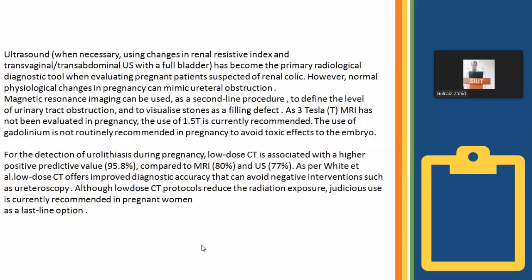Ultrasound has become the primary radiological diagnostic tool when evaluating pregnant patients suspected of renal colic. However, normal physiological changes in pregnancy can mimic ureteral obstruction. MRI can be used as a second-line procedure to define the level of urinary tract obstruction and to visualize stones as a filling defect. 3 Tesla MRI has not been evaluated in pregnancy. The use of 1.5 Tesla is currently recommended. The use of gadolinium is not routinely recommended in pregnancy to avoid toxic effects to the embryo.